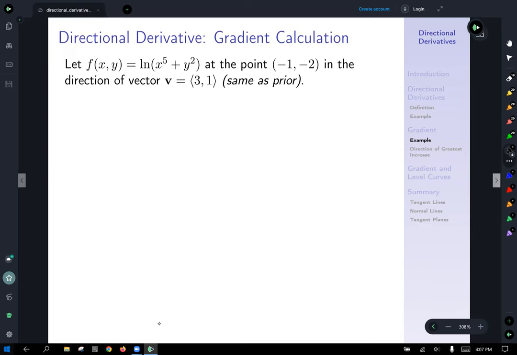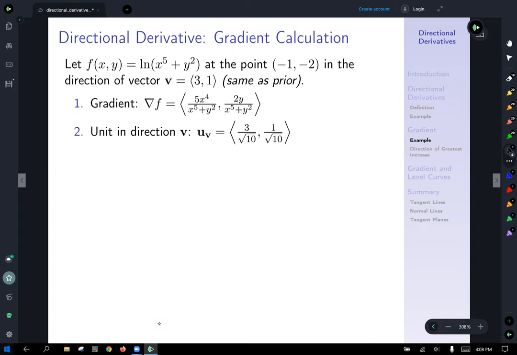So let's revisit the same example we did before. Here's hoping we get the same answer. Let's calculate the gradient. Well, we've already calculated the partial of f with respect to x and the partial of f with respect to y as well. So we're going to borrow that work and input it. Remember, the gradient puts out as its vector the partial of f with respect to x and the partial of f with respect to y. And that's what we've got there. Now for the unit vector, we already took 3, -1 and unitized it, if you will. So that's our directional vector as a unit length.